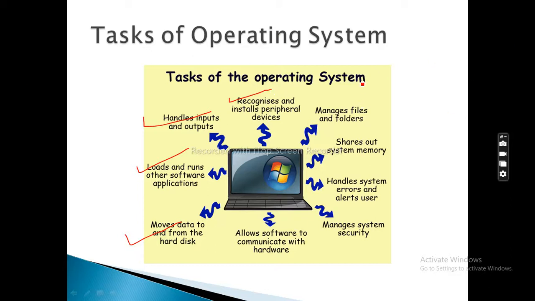Next one is manage files and folders. How many files and folders you have? If you are creating a new file, then it is asking you which kind of file you want to create, where you want to keep your file. Then it shares out memory, system memory. It is sharing our memory, whether you want to share a particular amount of memory to some external device.